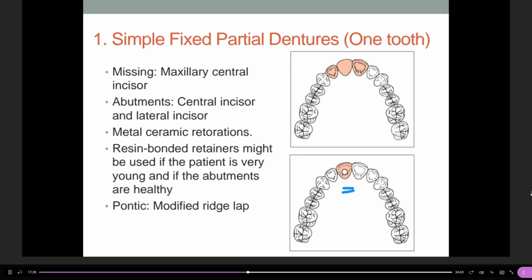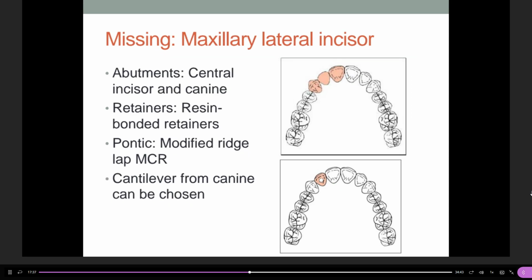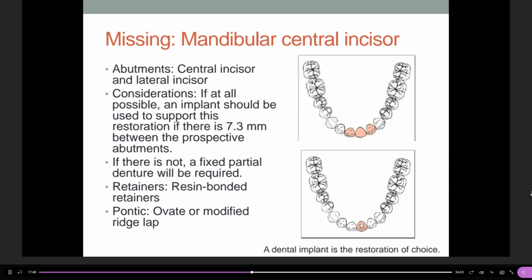So for a simple fixed partial denture in the upper anterior, you have a 3-unit fixed prosthesis when a central is missing. Then maxillary lateral incisor is also a simple case. The abutments will be canine and central incisor. There will be a single implant for replacing this as an alternative. Then another simple prosthesis when the lower central is missing. So the abutments are the adjacent central and the lateral incisor.